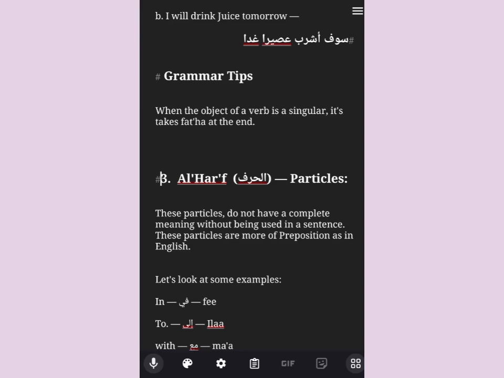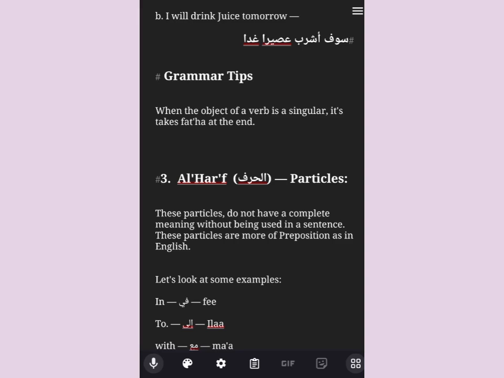Alright, now let's look at what al-harf is, the particle. Basically, the particles, the harf, do not really have a complete meaning on themselves. Okay? كلمة تدل على معنى في غيره. It's a word that denotes meaning in relation to another thing. It doesn't have its own meaning, at least not a complete meaning.